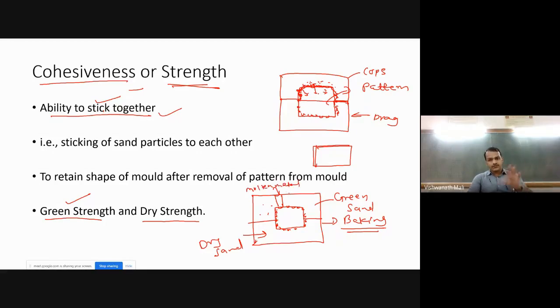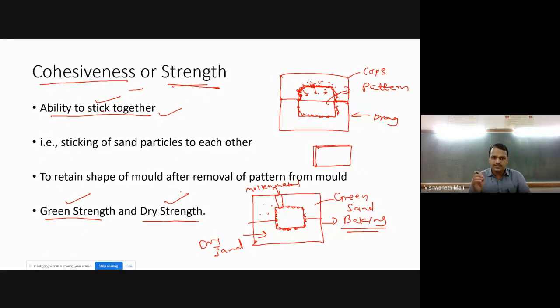Now once we pour the molten metal, whatever cavity we have prepared should remain the same. When we are pouring the molten metal, whatever sand particles are there should stick to each other and should not break. That strength is called dry strength. Understood the difference between green strength and dry strength?